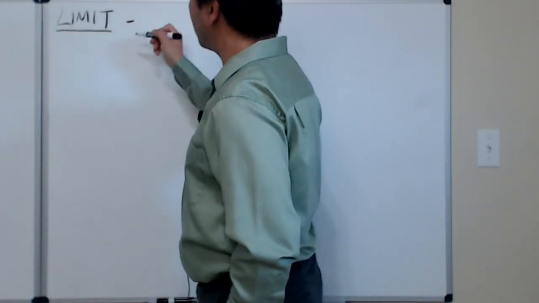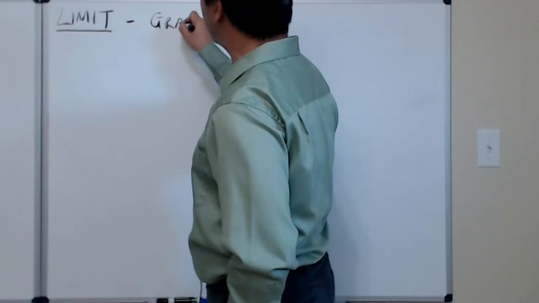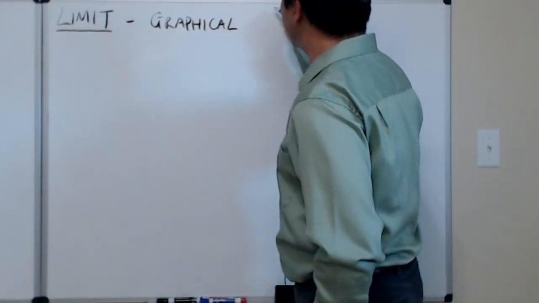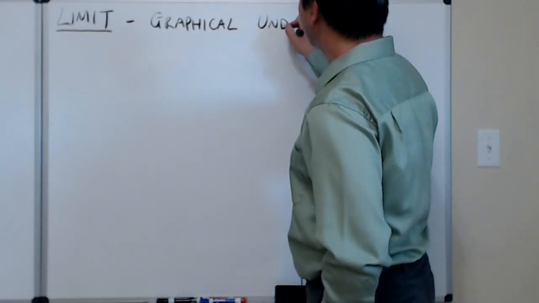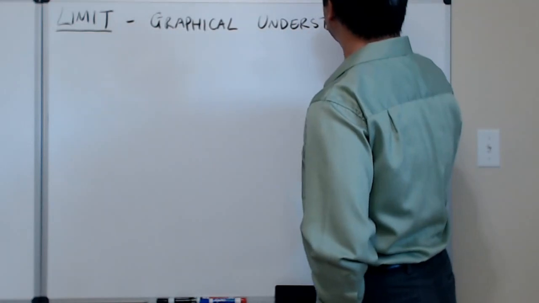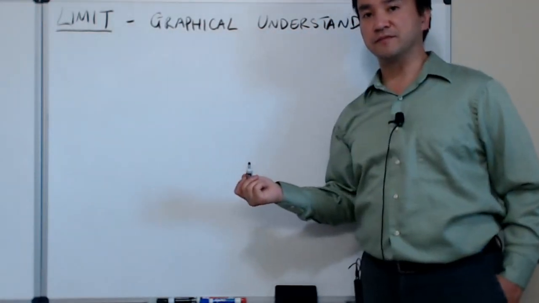So here, particularly in this topic, we're going to have a graphical understanding. We're going to be looking at the graphical interpretation of those limit results.